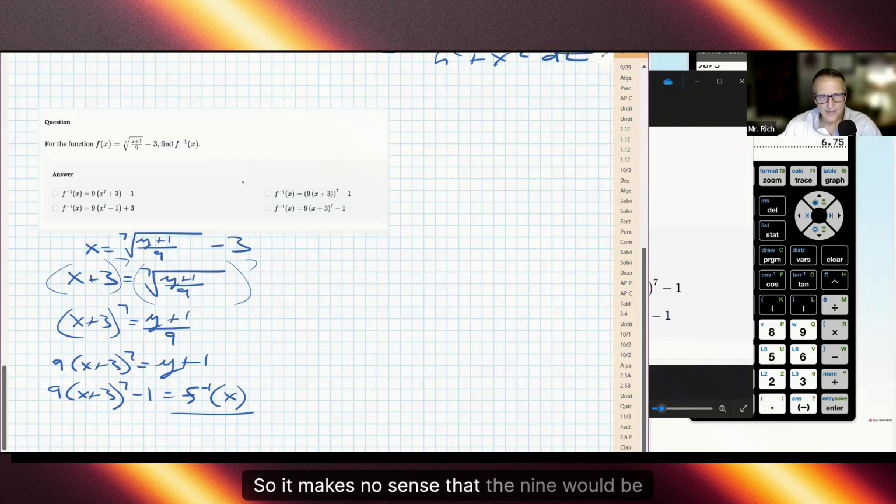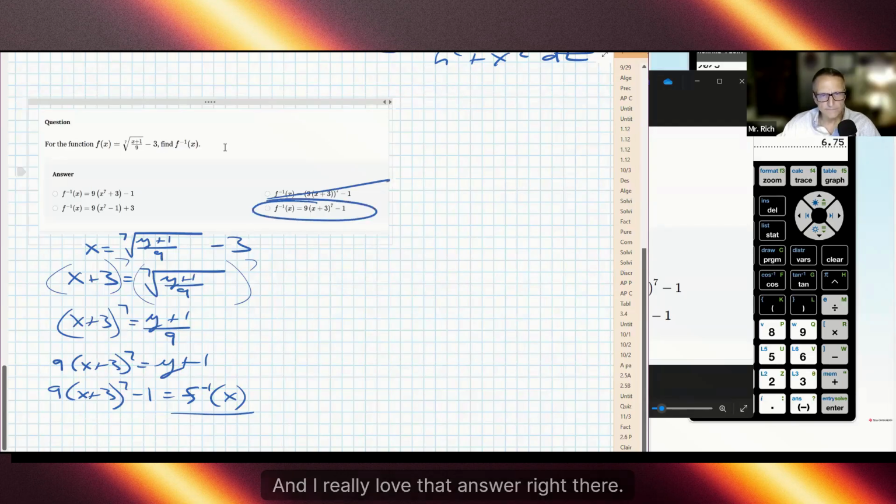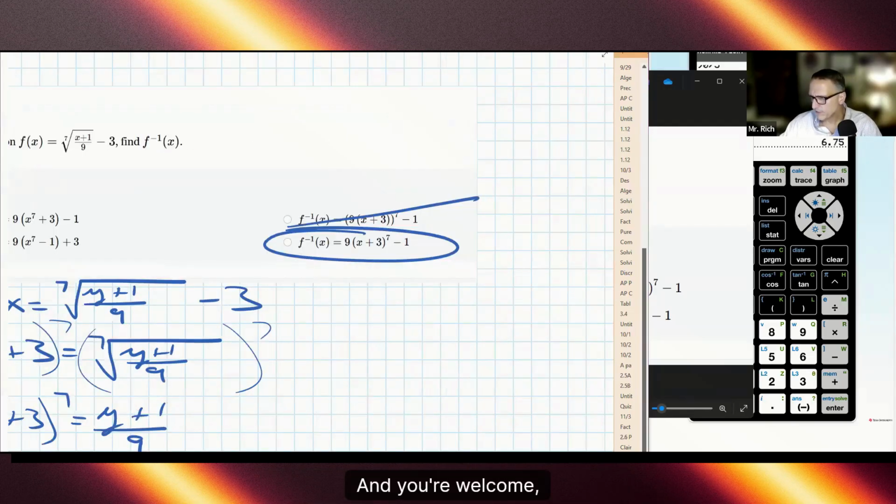So it makes no sense that the 9 would be included in that power of 7. So yeah, I definitely don't like that, and I really love that answer right there. You're welcome, Edson, and you're welcome, Taylor.